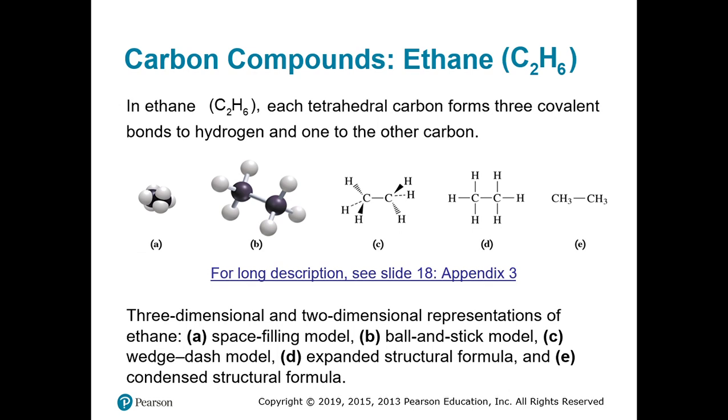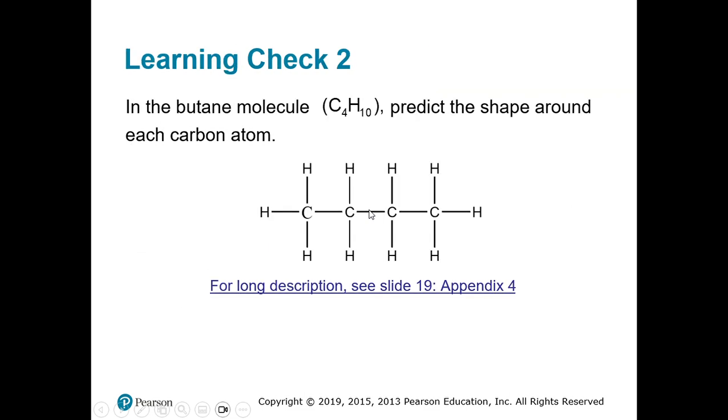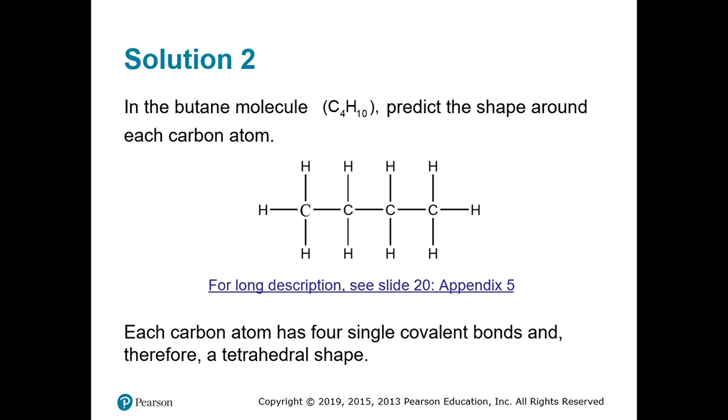The next compound is ethane, C2H6. In this case, we have 2 carbons and 6 hydrogens. If we want to draw the structure, we get it like this, where 2 carbons are bonded with a single bond and each carbon bears 3 hydrogens. If we consider butane, which is C4H10, and we want to predict the shape around each carbon, each carbon has 4 bonds attached to it, and all of them are sigma bonds. So it has a tetrahedral shape.